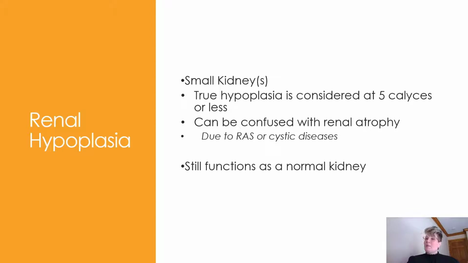We do not want to confuse this with what is called renal atrophy. Renal atrophy is typically due to some sort of disease, be it renal artery stenosis or some cystic diseases can cause the kidneys to become small. That is not the same as renal hypoplasia. Renal hypoplastic kidneys still function as they normally do, and they should look exactly like a normal kidney as well. They're just on the smaller side.